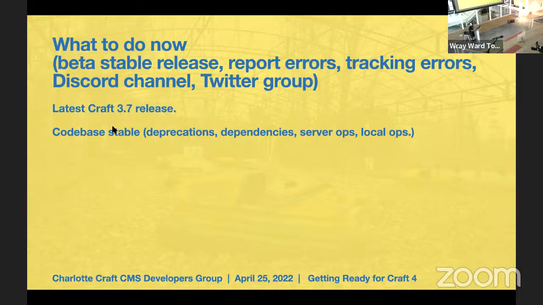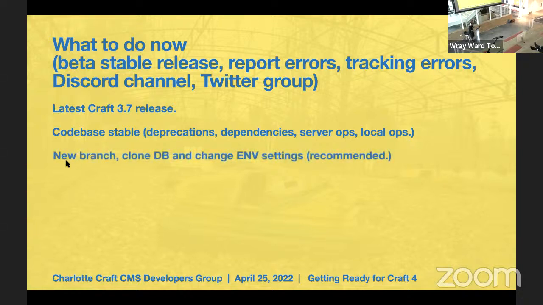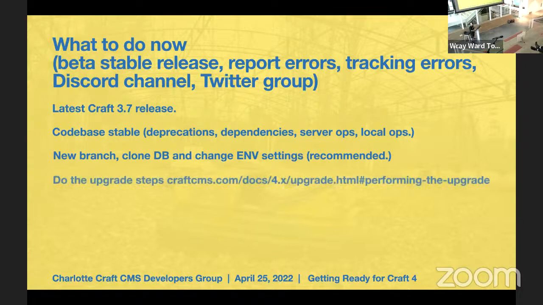So get your code base as stable as possible, address those damn deprecations, make sure your dependencies are up to date for PHP, MySQL, et cetera, all your server stuff, local operations. And like I said, do a new branch or possibly even a clone of the site, because you probably aren't going to be pushing this up anytime soon, although May 4th is pretty close, so maybe you will be. Clone the DB, change your environment settings, make sure that you're not going to inadvertently break production if you merge this into your main branch.